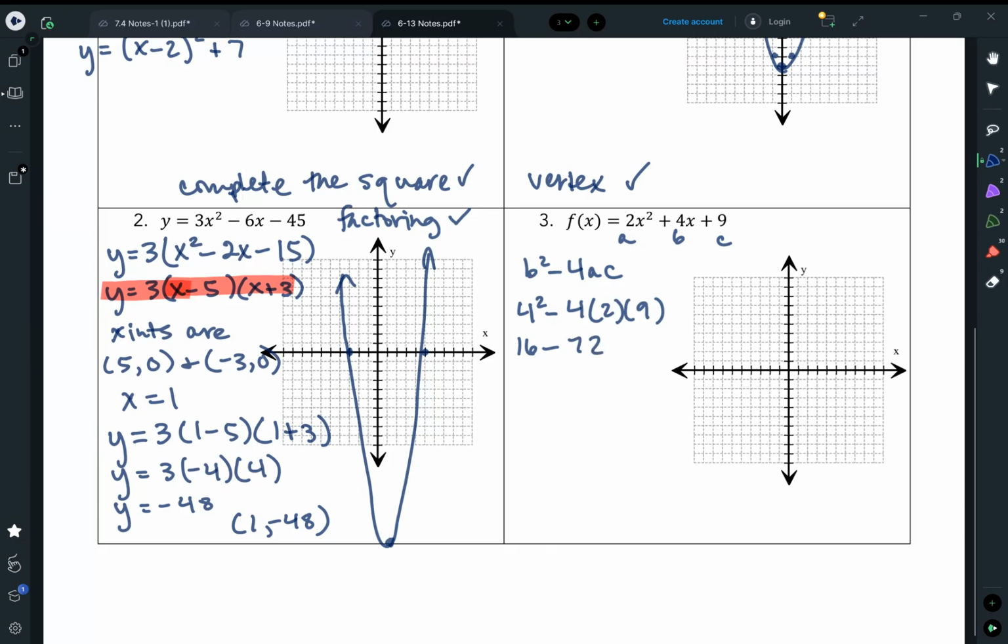It doesn't even matter, right? It's going to be negative. That tells me it's not even going to have any x-intercepts. It's not going to cross my x-axis because I'm going to get a negative number. So it's definitely not factorable. So since it's not factorable, I'm going to go ahead and set up a table.